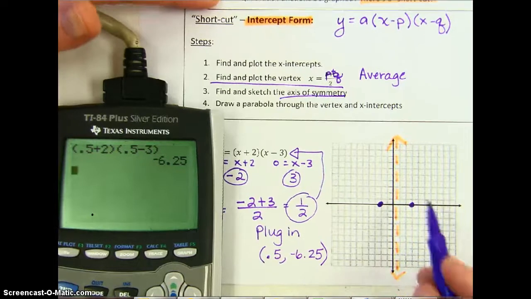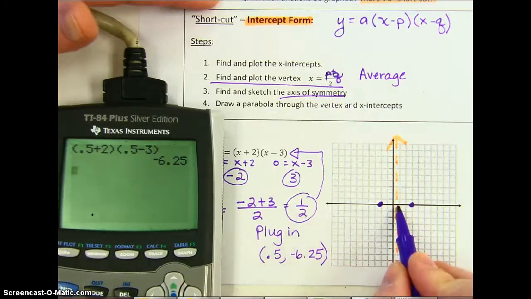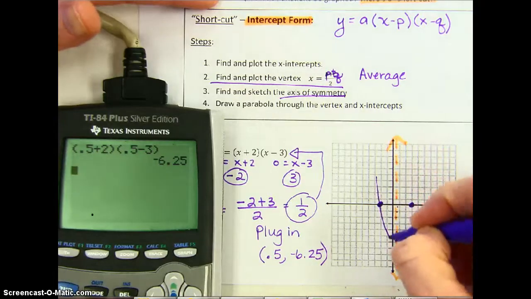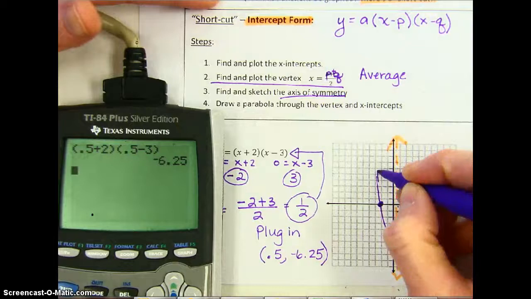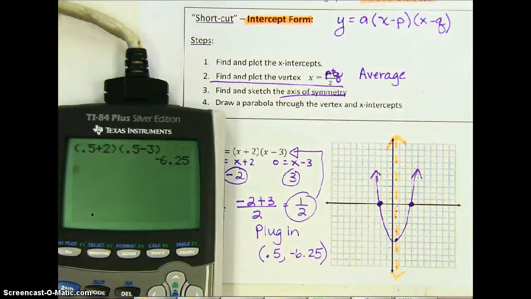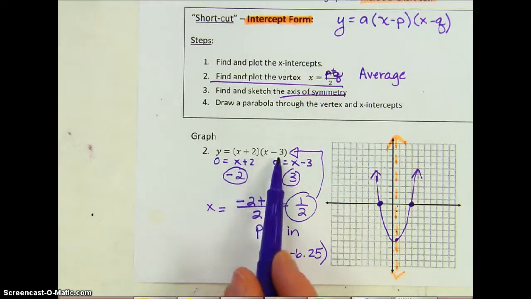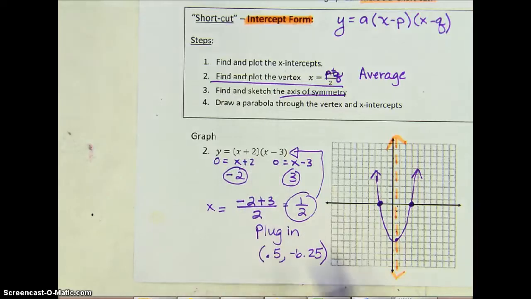So all I do is go to 1/2, then 1, 2, 3, 4, 5, 6.25, and I know that it's going to be a U, not a V, and I graph my parabola. So it's so much quicker, but there is a catch. Why would you not be able to use this method? Well, for one, if the equation is not factored, or two, if it doesn't touch the x-axis 2 times.